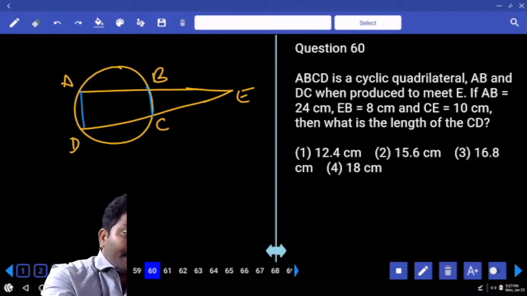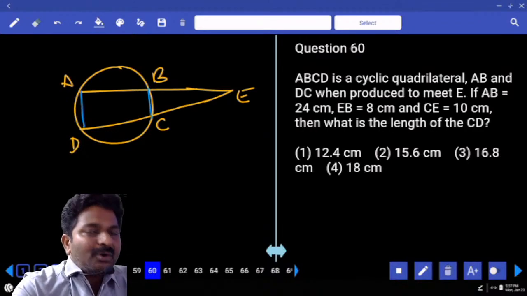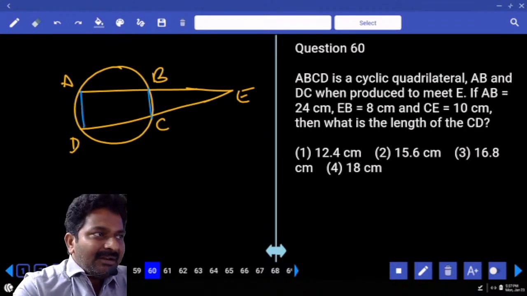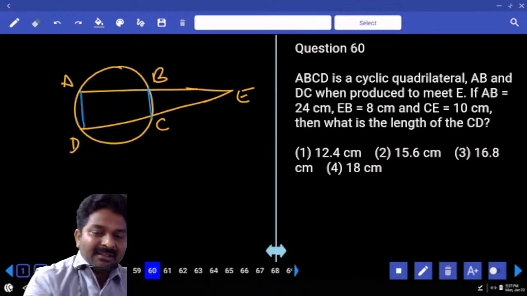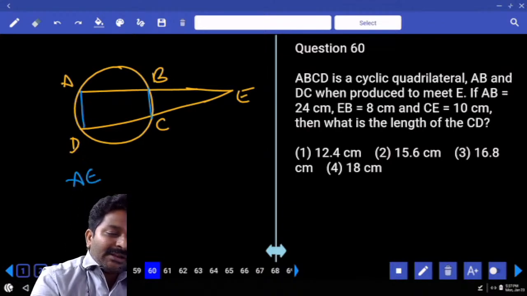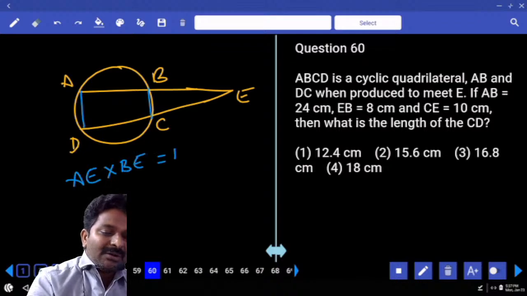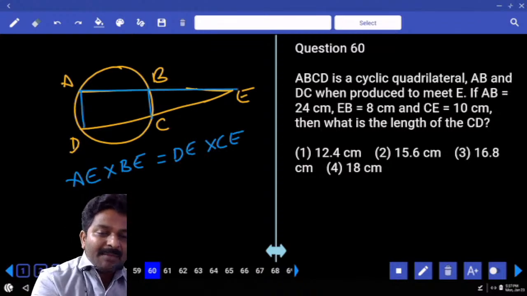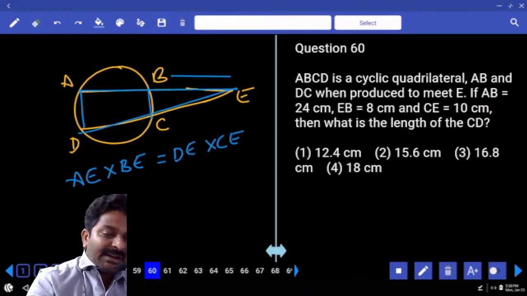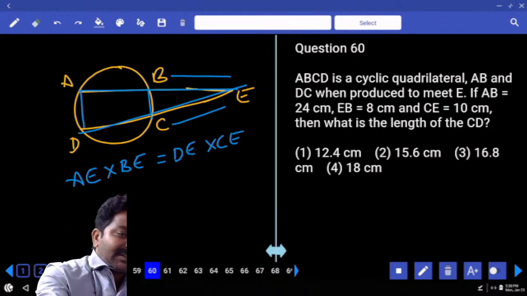So now, if you consider your quadrilateral, that will be something like this. Right. So now, when you have a cyclic quadrilateral produced to meet outside of the circle, then we know that AE into BE must be equal to DE into CE. AE into BE, DE into CE. You know that point? Right, that's the condition.